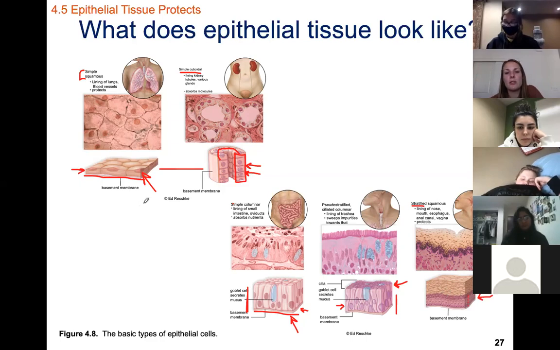Sometimes it's hard to tell the difference between squamous and cuboidal. What I would like to say about that is to look at the nucleus. You can see here in the cuboidal ones that the nuclei are kind of all in line with each other, where the squamous, they're kind of flattened as well.